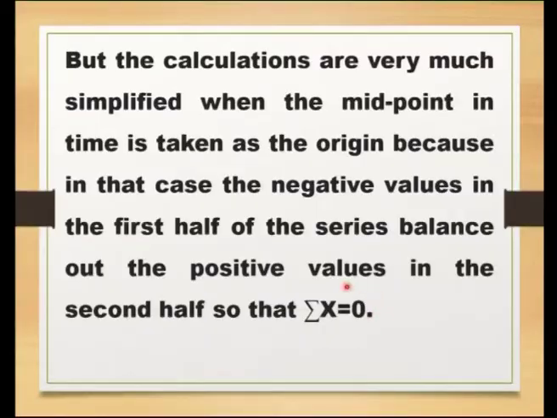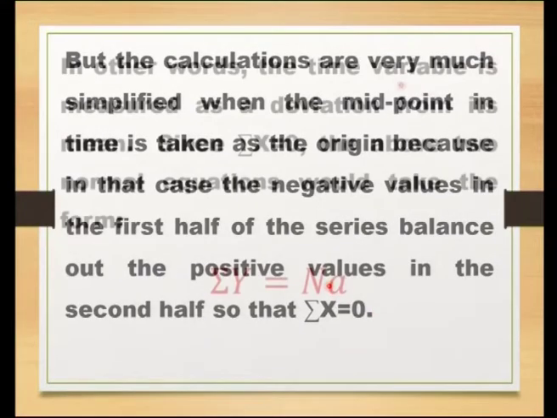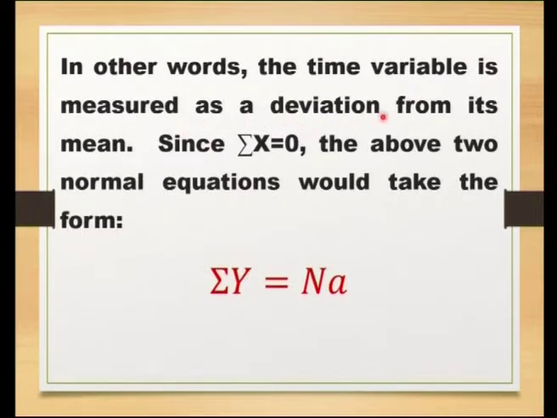You have to take any one year as the origin among the x values. Usually the middle of the years is taken, so that when you subtract the origin from the original years, we get half of the values as negative and half as positive, so that when you add the negative and positive values, we get summation x is equal to 0. In other words, the time variable is measured as a deviation from its mean.